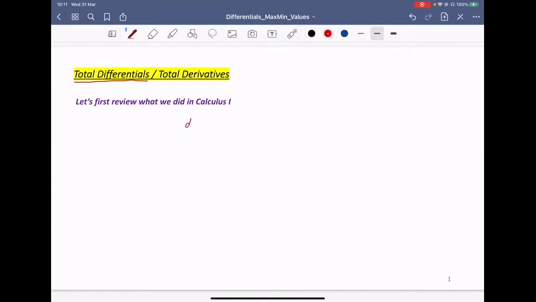In calculus 1, we define the differential of f. The differential of f in calc 1 is defined to be df, just d and then f. Well, this is defined to be f prime x dx. This is the differential from calc 1. Just f prime x dx.